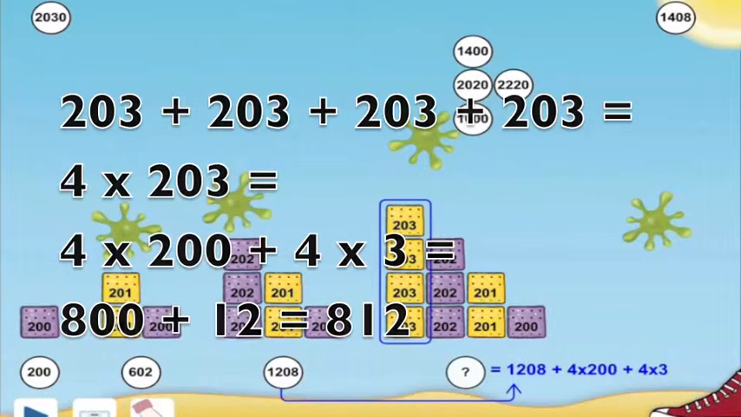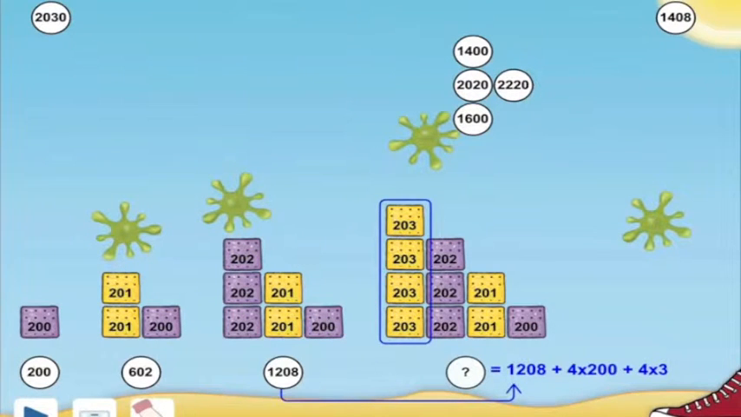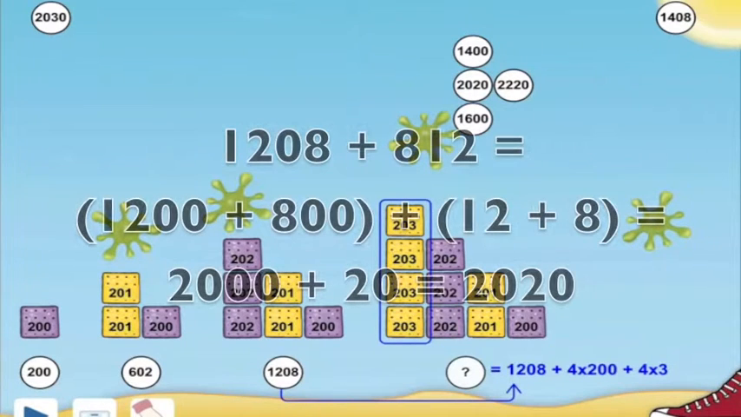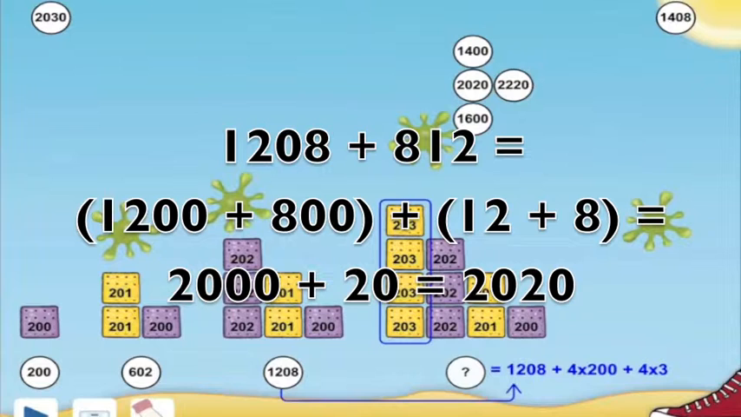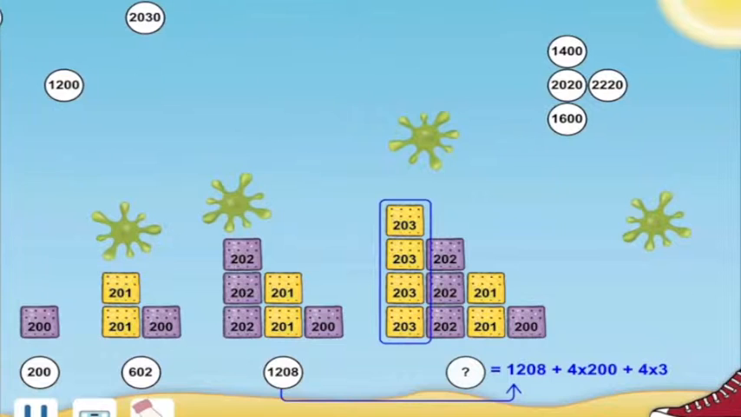We will add 812 directly to the previous total. Let's go ahead and do that. We get 812 added to 1208. We can add the 1200 and the 800 to get 2000, and the 12 and the 8 to get 20. So we have 2020. So let's go ahead and start up the game and look for the 2020 bubble, and there it is.